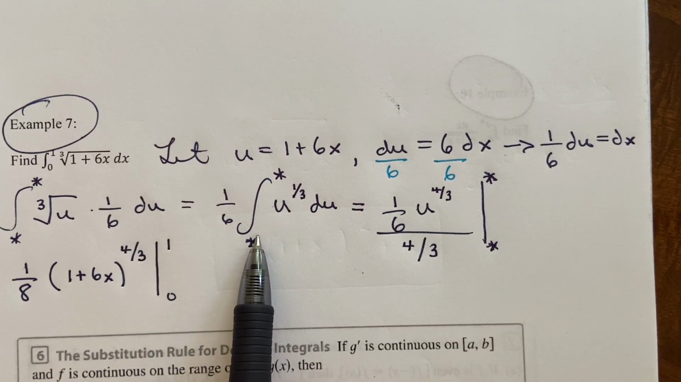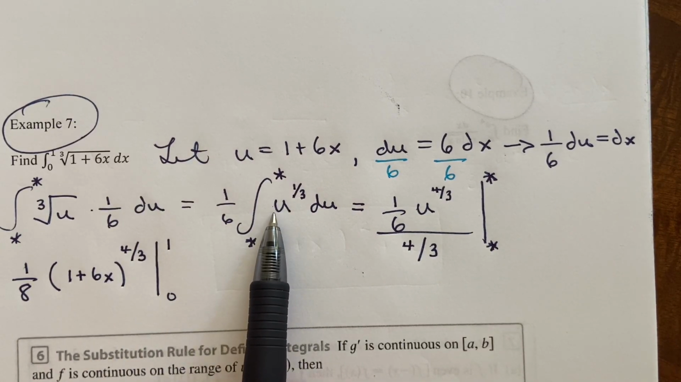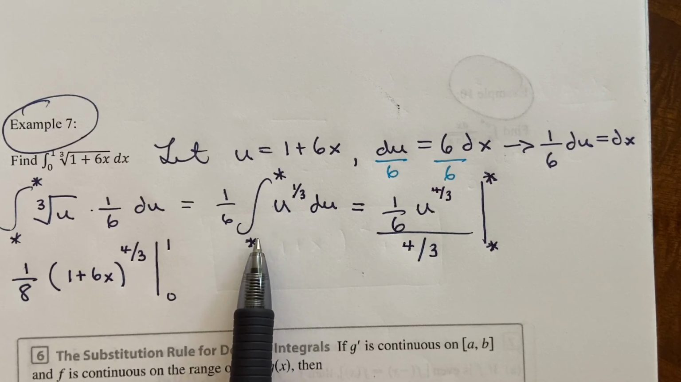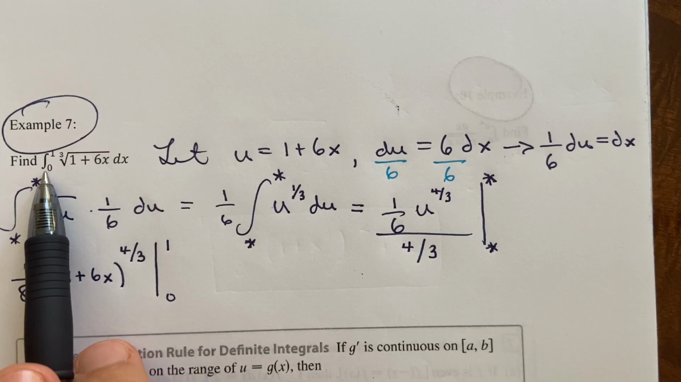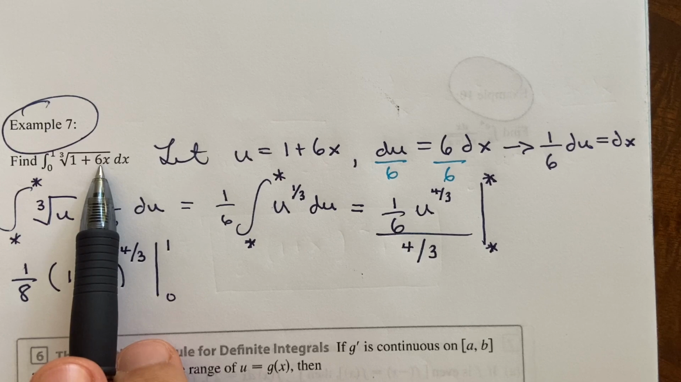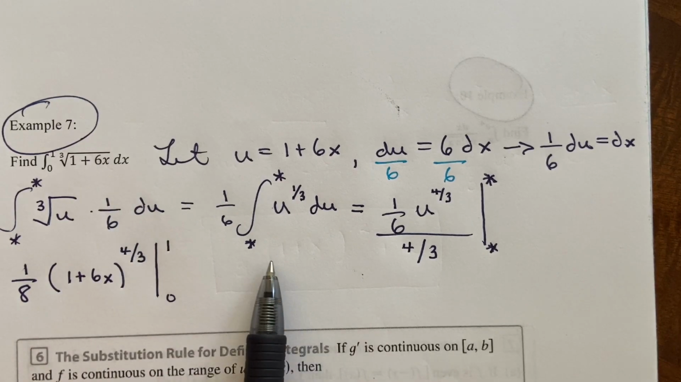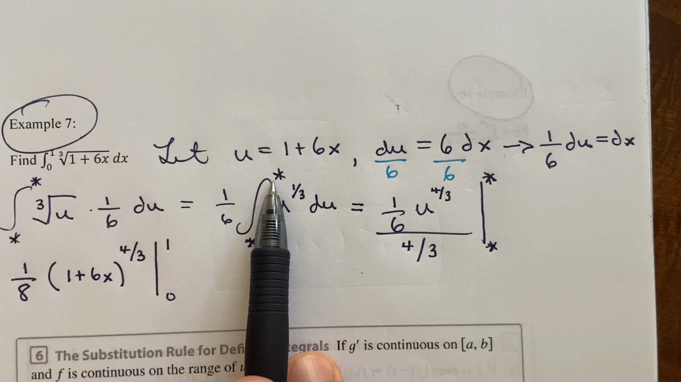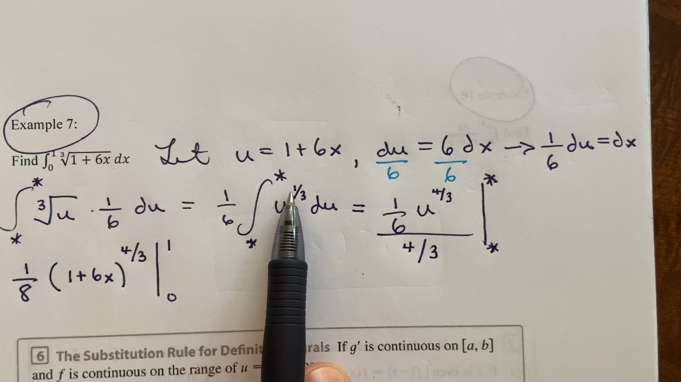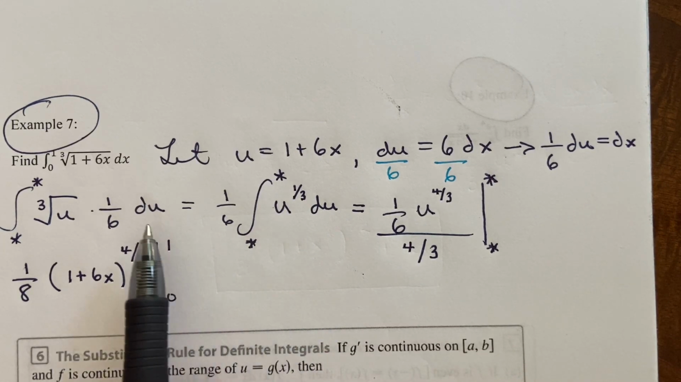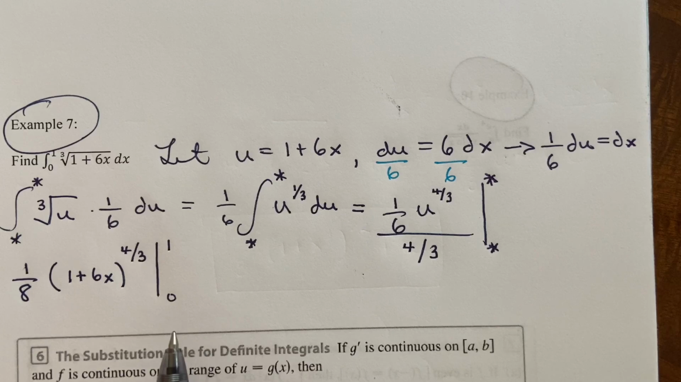I hadn't written the limits because we're now in the variable u, and these limits only pertain to the variable x. So I actually didn't want to write 0 and 1 because 0 and 1 don't apply to the variable u, they apply to the variable x. So it's not until you go back to x's that you want to evaluate actually at 0 and 1.